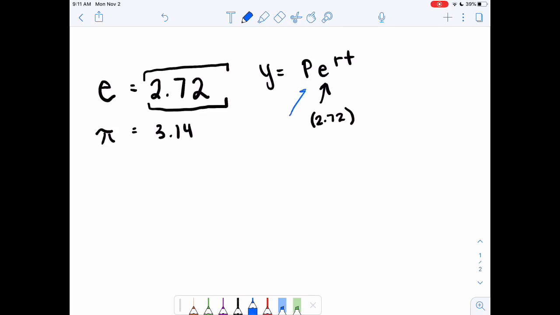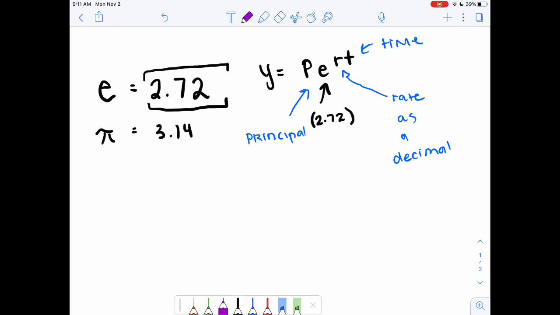P is still our principal or our initial value. R is still our interest rate written as a decimal. And T is still time. So this formula is pretty easy to use.